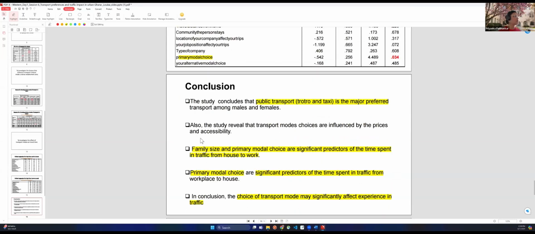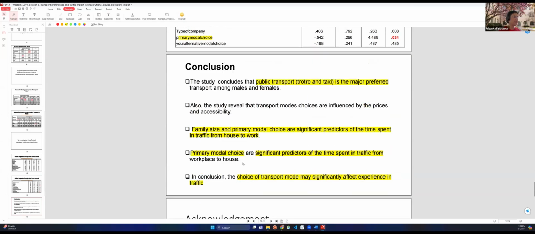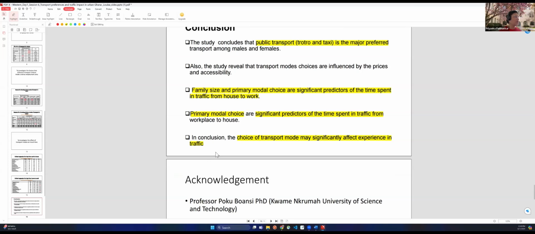In conclusion, it says that public transport, which includes Troto and taxi, is the major preferred transportation, regardless of gender. Transportation mode choices are influenced by fares and their accessibility, as we saw for public transit. Family size and primary modal choice are significant factors for the time spent in traffic from house to work. I think this one is repetitive. And the choice of transportation mode significantly affects the experience spent in traffic.